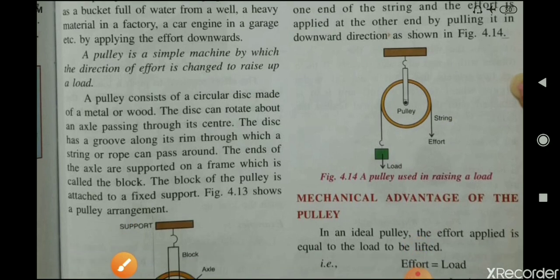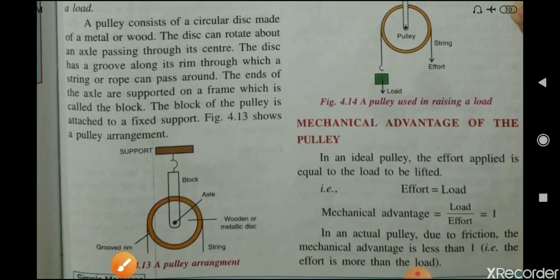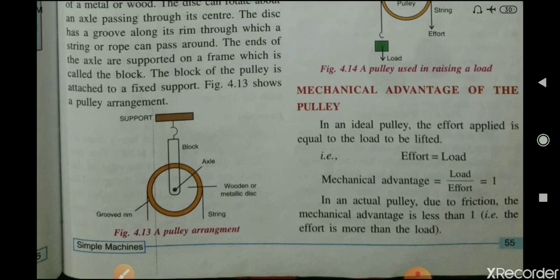Now, the mechanical advantage of the pulley. In an ideal pulley, the effort applied is equal to the load to be lifted. That is, effort is equal to load. So the mechanical advantage of a pulley is 1. In an actual pulley, due to friction, the mechanical advantage is less than 1. That is, effort is more than the load. Okay.